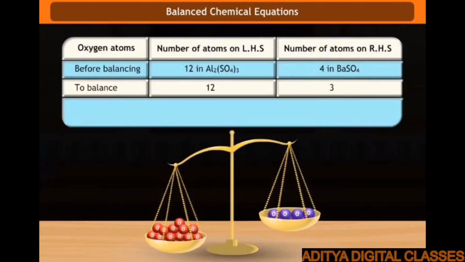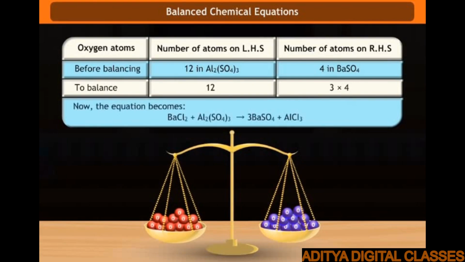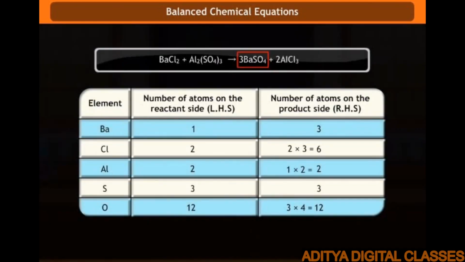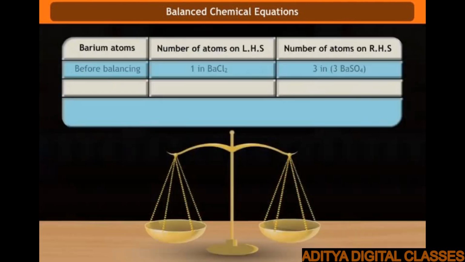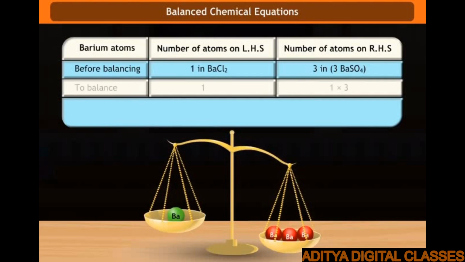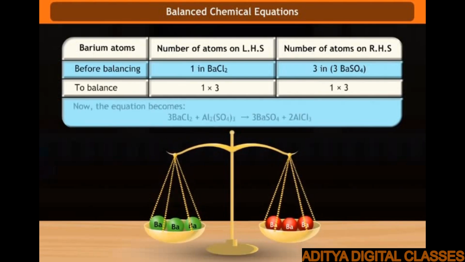From this compound, select the element which has maximum number of atoms and which is present in only one compound on both sides, that is, oxygen in this case. To balance the number of oxygen atoms, we can multiply barium sulfate present on the right hand side by 3, as shown below. It should be kept in mind that coefficient 3 will be written as 3BaSO4 and not as BaSO4 bracket 3.